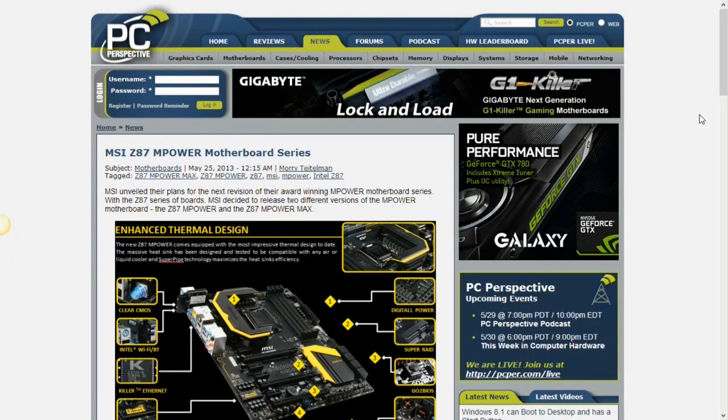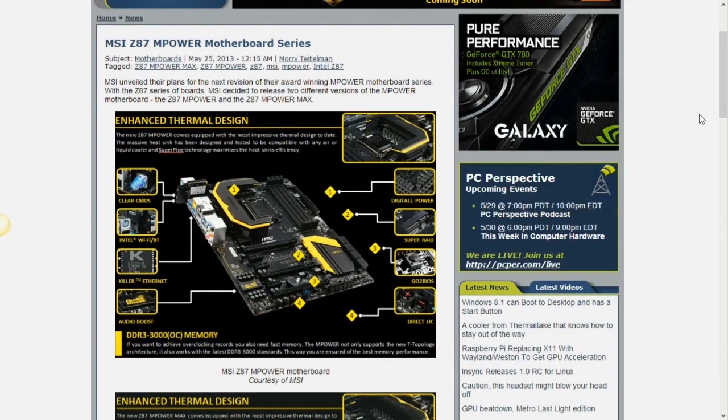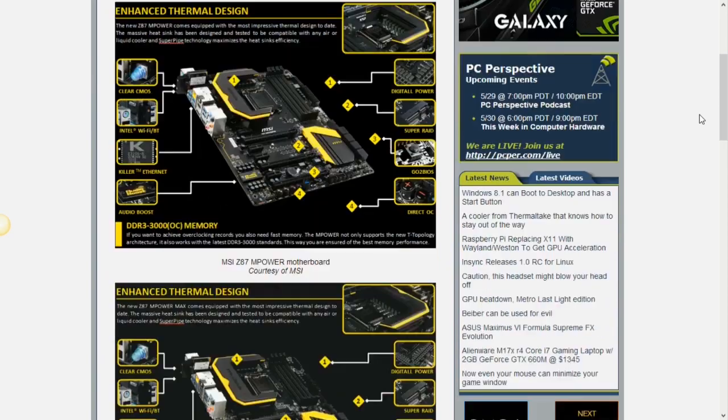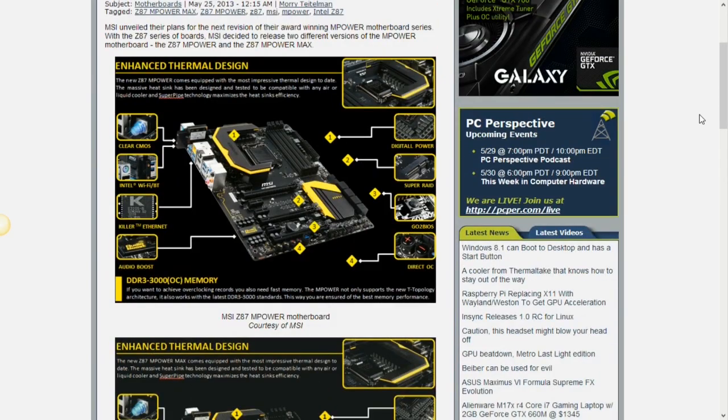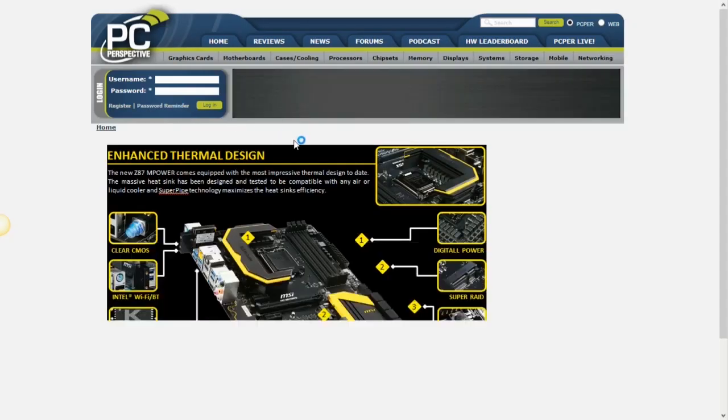Let's move on. Talk about some other things. I've got a handful more news items to get here. MSI wanted to get into the mix and say, "Hey, we have Z87 motherboards too." The Z87 MPOWER motherboard series is being released. Showed off. You can see some pictures. If you look at this picture, it has something called Super Pipe.